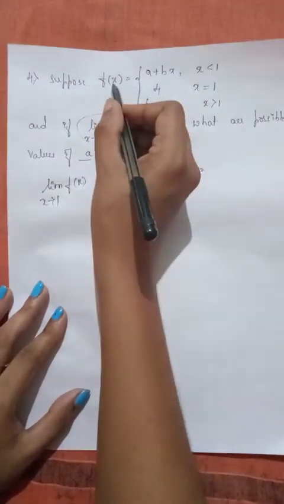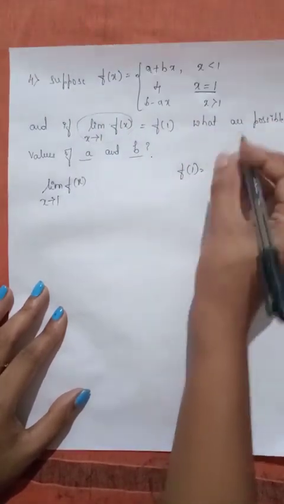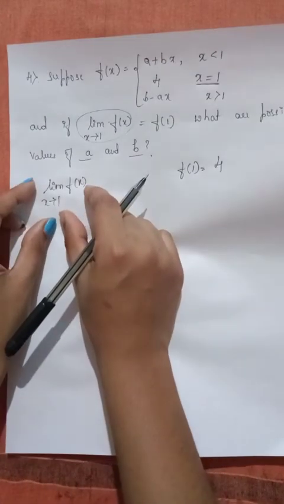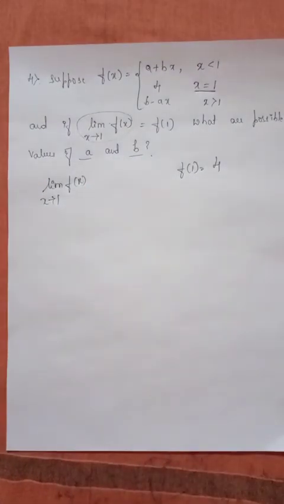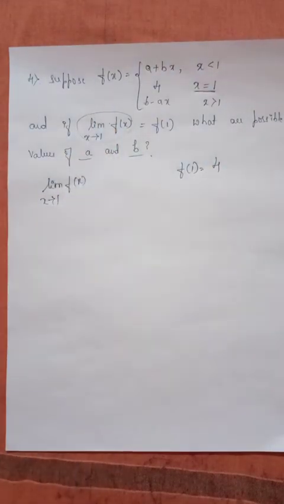F of 1 is the function value when x is equal to 1. What is the function value when x is equal to 1? It is 4. So we know what f of 1 is. So we need to find the limit of f of x, so that we can use this equation to find what a and b are.